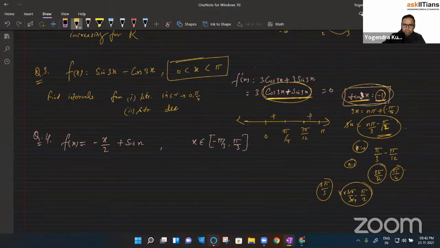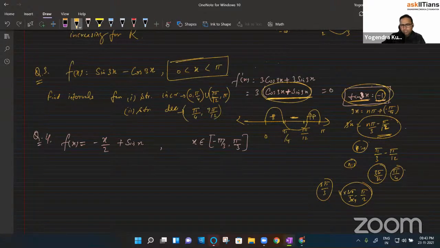This is positive, this is negative here. So it is becoming like the wavy curve method. If we make it here like that, it is positive, positive, negative here. So what is the interval for strictly increasing? 0 to pi by 4 union 7 pi by 12 to pi. Let me know if you're not getting the answer. I'll give you the answer next class.